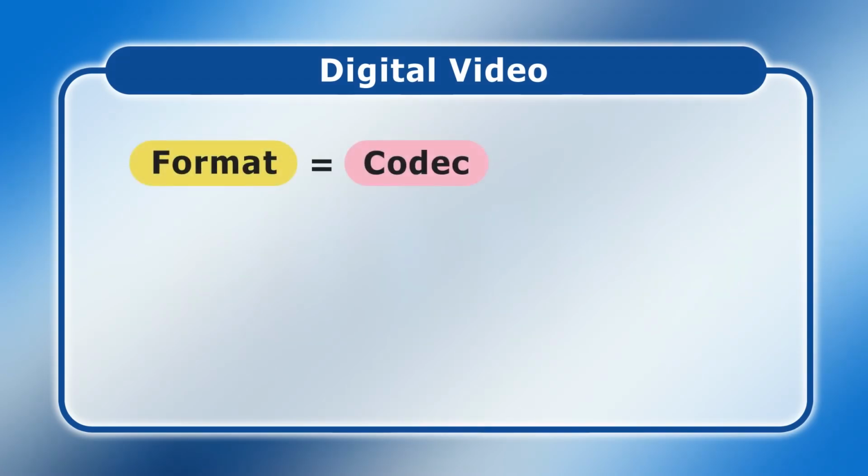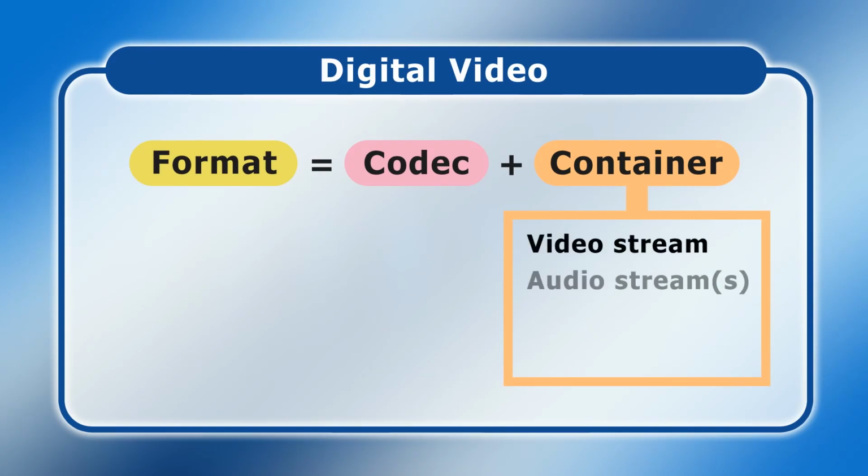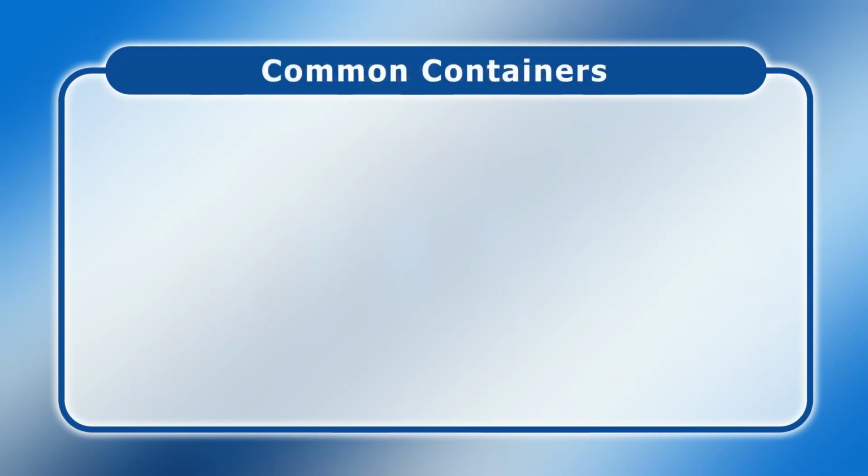As noted earlier, a digital video format is a combination of a video codec and a container. Here, a container is a digital box or wrapper that is used to store a video stream, as well as one or more accompanying audio streams and potentially other related content such as subtitles and metadata. Digital video containers include MP4, AVI, and MOV.